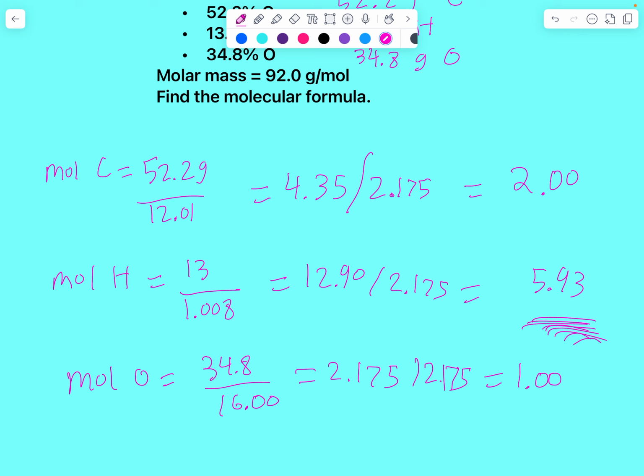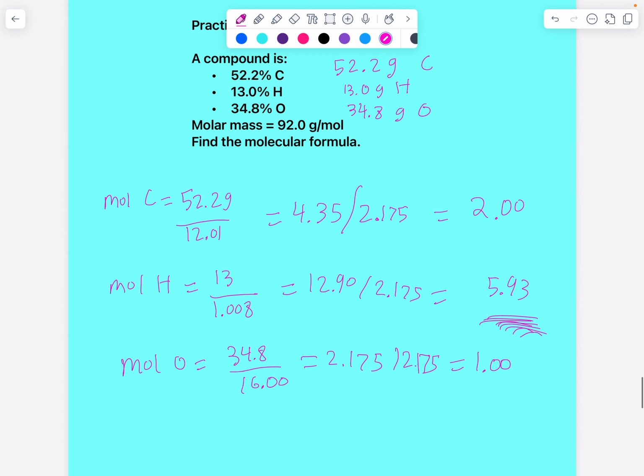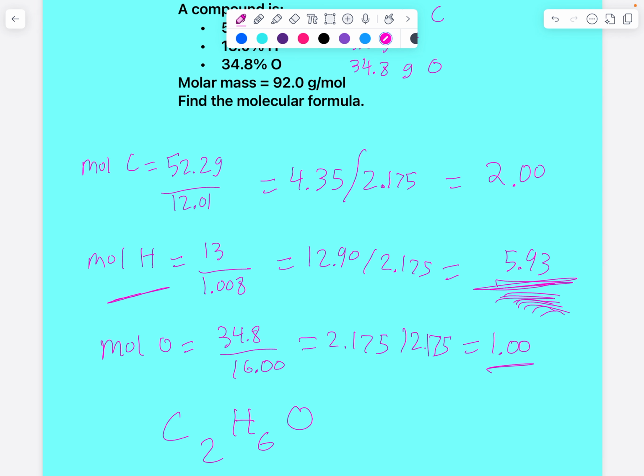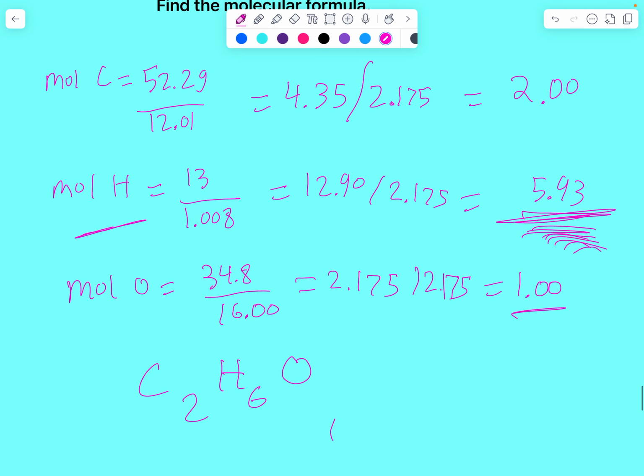On real exam data, small rounding happens from molar masses and percentages. If a number is extremely close to a whole number, we round to that whole number. So we were given C, H, and O, right? So we got C2, H is 6, and then we got 1 for O, which is just written the way it is, like that. So the empirical formula is C2H6O.